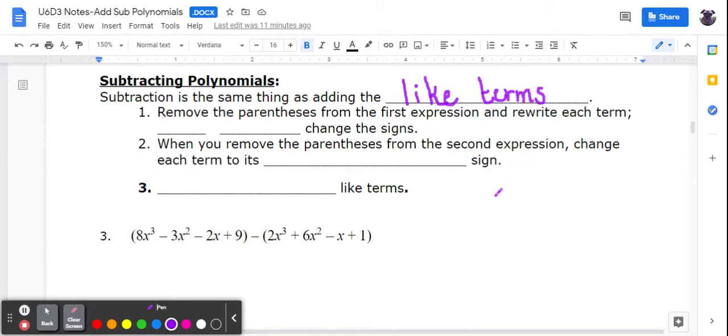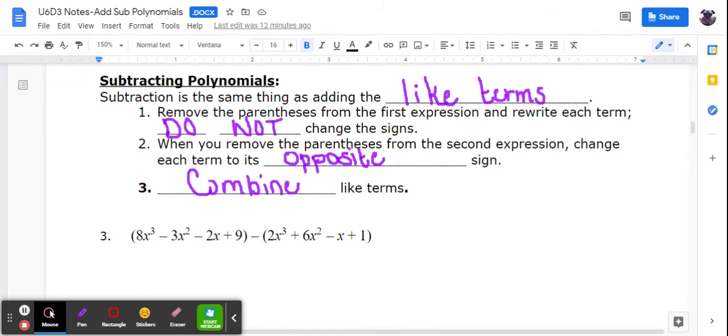You're going to remove the parentheses from the first expression and rewrite each term. You do not change the signs. When you remove the parentheses from the second expression, you change each term into its opposite sign. And then, of course, you're going to combine your like terms. Okay, so let's go ahead and take a look at an example here.